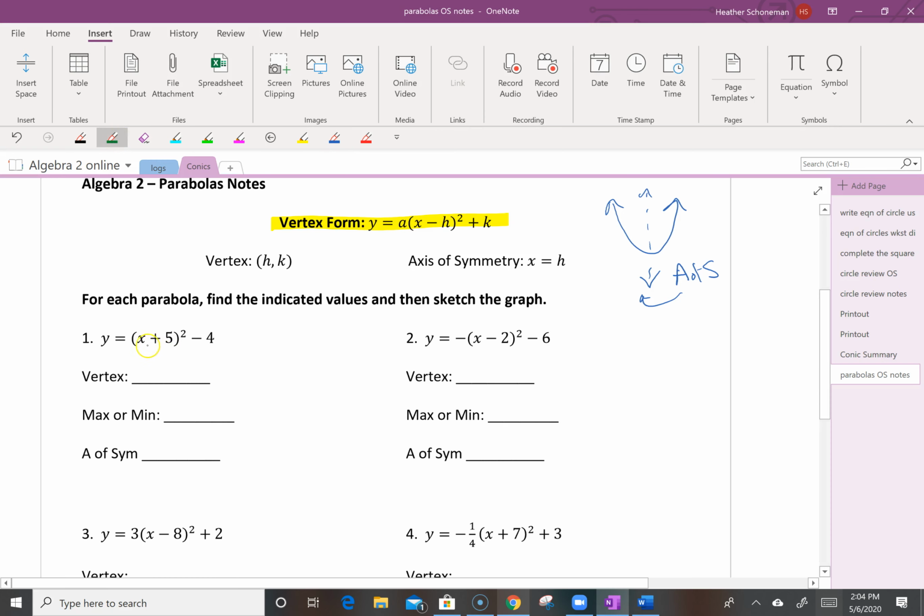Okay, so the vertex, we're going to go through here. The vertex is the opposite of what's in the parentheses, so it's going to be -5, and then the same as this number, -4. That means the axis of symmetry is going to be x equals -5.